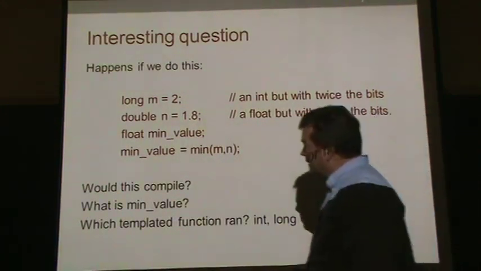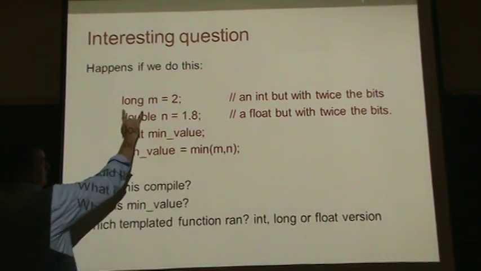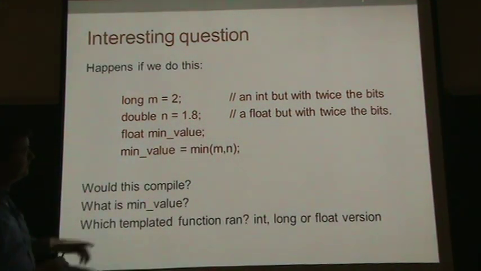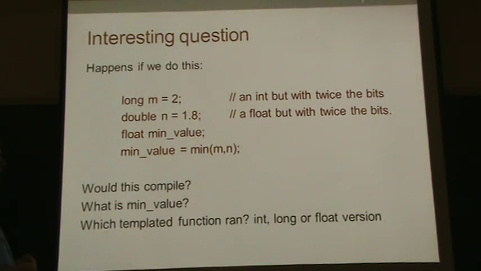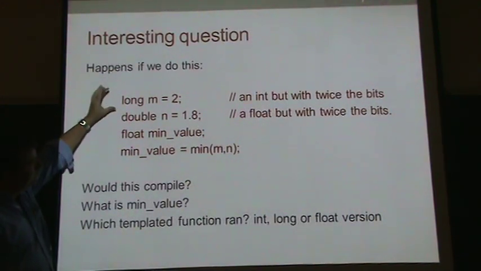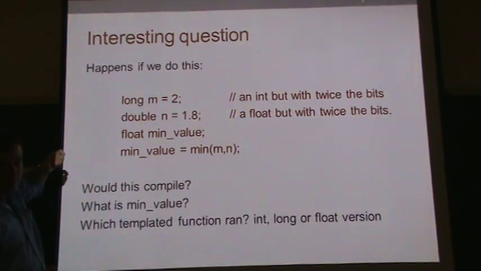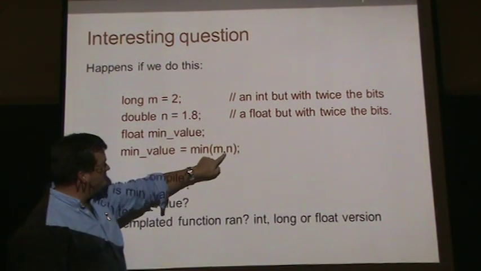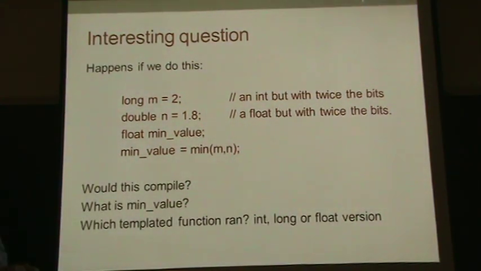Okay, so I've got two interesting questions. Suppose we did this. We have a long m equals 2 and a double n equals 1.8. Just a little reminder, a long is an int but with twice as many bits, and a double is a float but with twice as many bits. So this is a long, this is a double, and we're storing the result in a float. Now we're going to run this line: take a long and a double, figure out what the minimum is, and store it in a float. What do you think would happen?